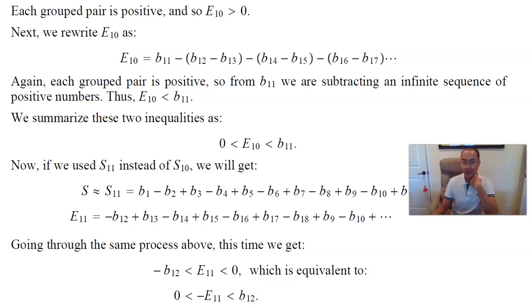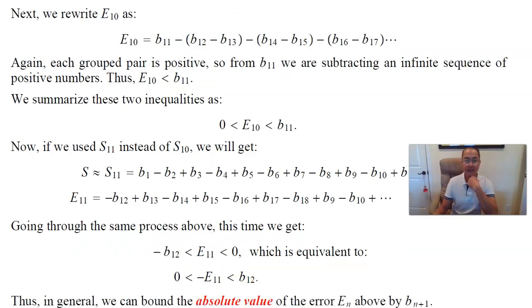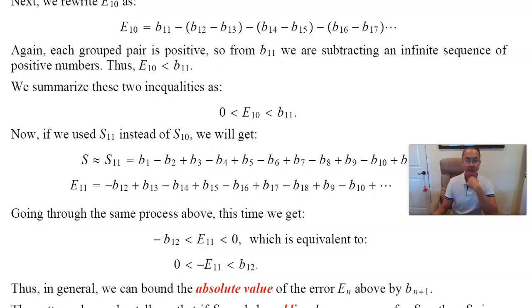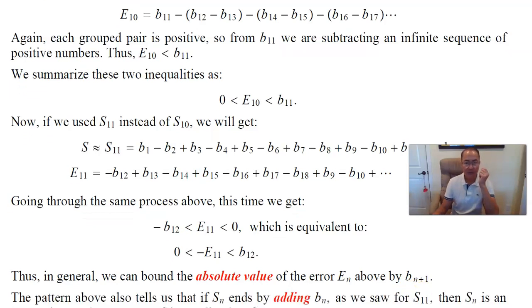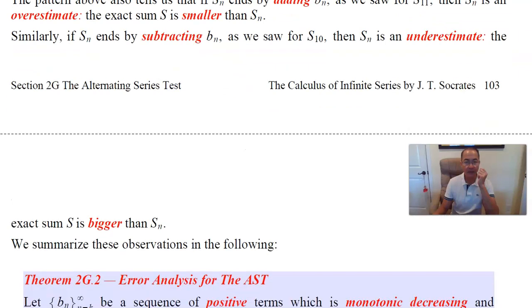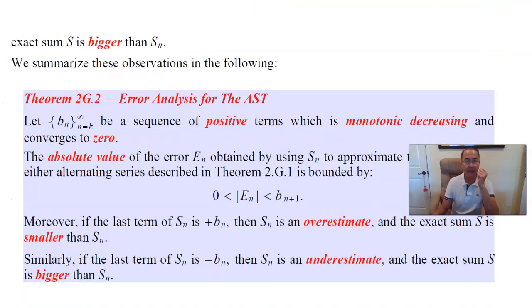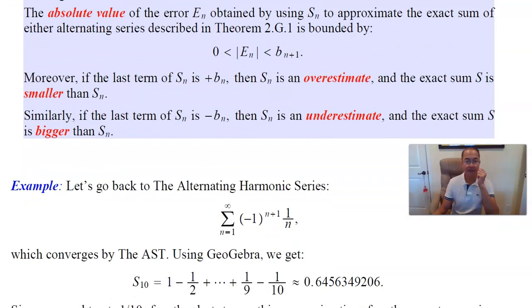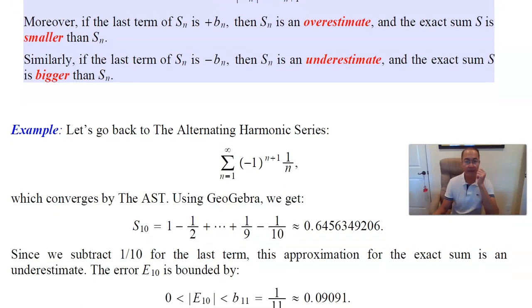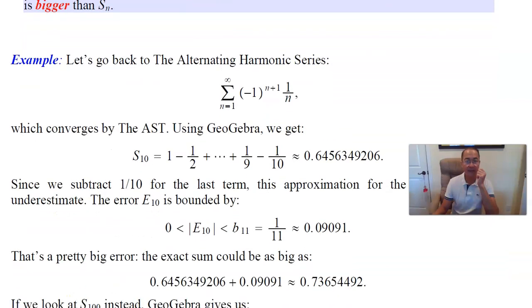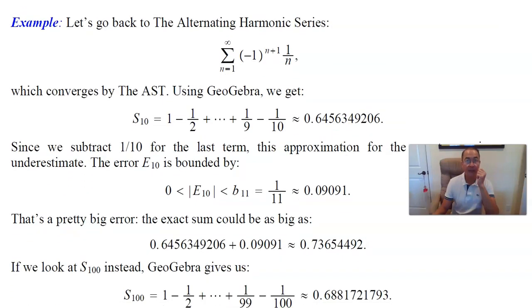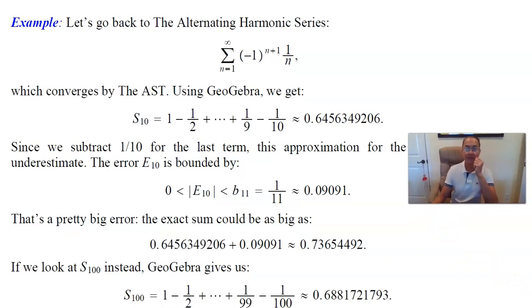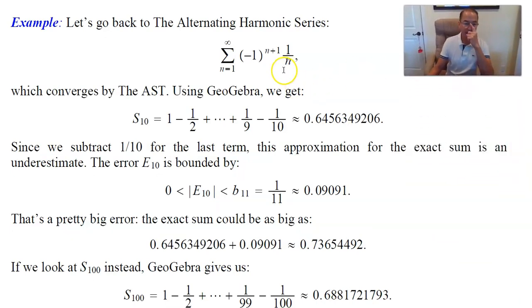Okay, so therefore we can summarize this by saying that the absolute value of the error E sub n is smaller than B sub n plus 1. Okay, so let's see how this works with our alternating harmonic series, and there is a statement of the general principle. Let's take a look at the alternating harmonic series, and let's go all the way to, how about there? Okay, we have the alternating harmonic series.